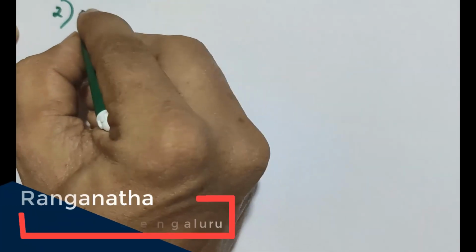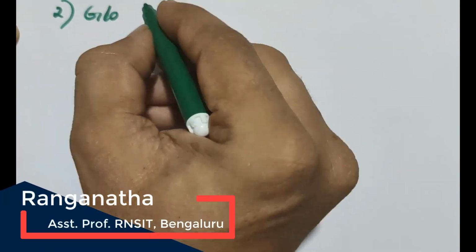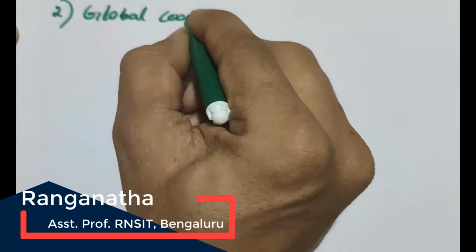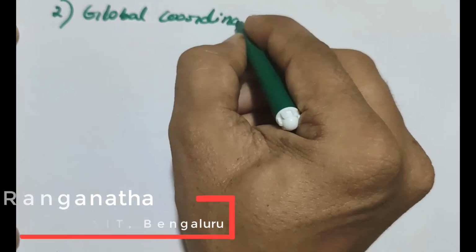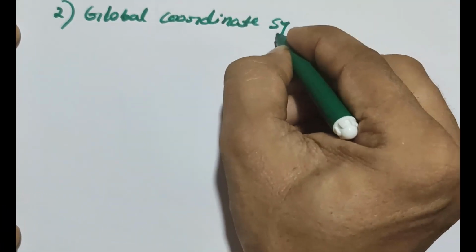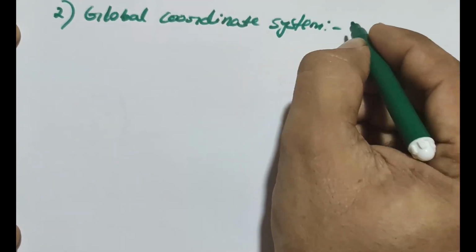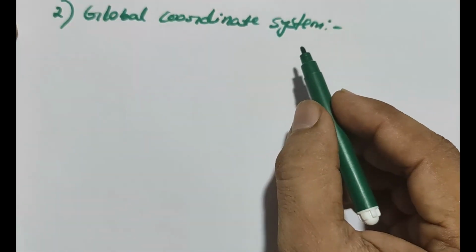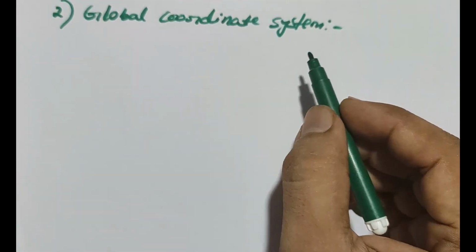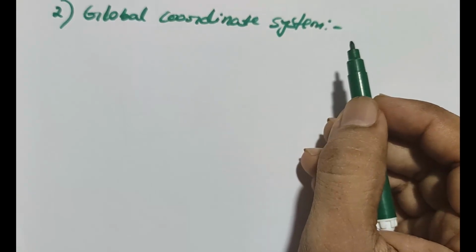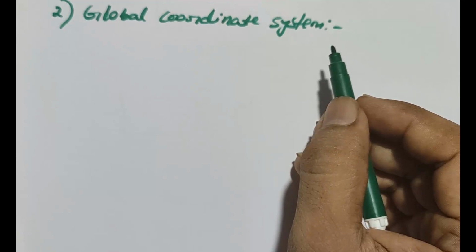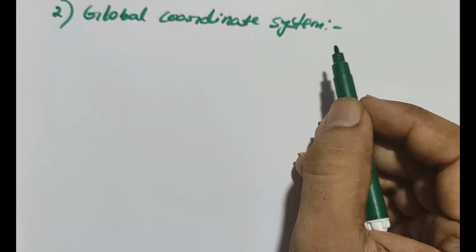Second one is global coordinate system. See, this global coordinate system is defined for entire structure, not for individual element. There may be any number of element in a structure, but the global coordinate is defined for entire structure, not for individual element.